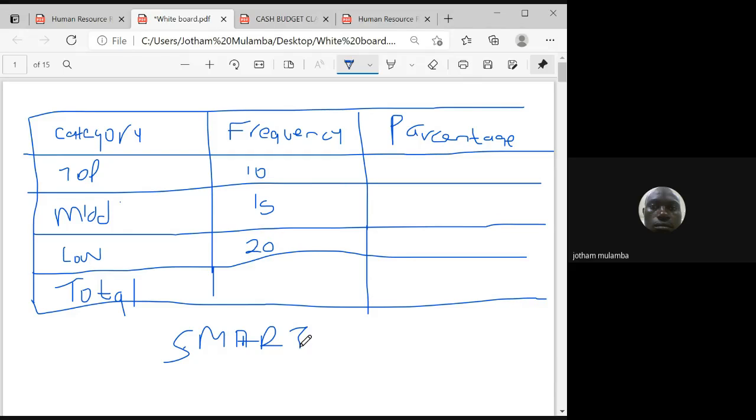So total will give us this 45. Yes. 45. Okay. So we can compute percentages. To compute percentage for top level, we'll do 10 over 45 times 100. 10 divided by 45 times 100. What do you get?